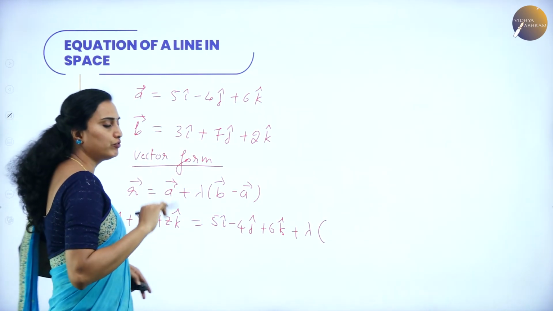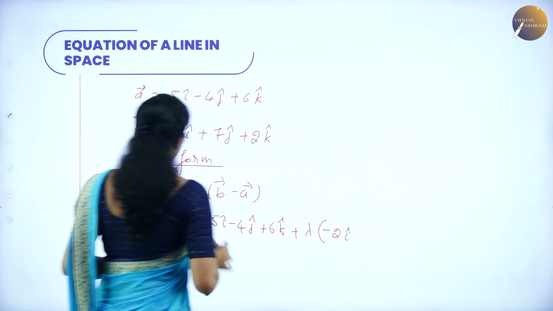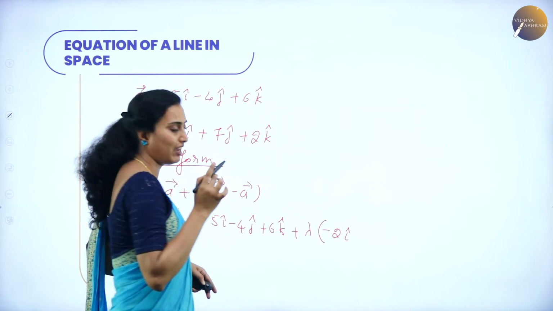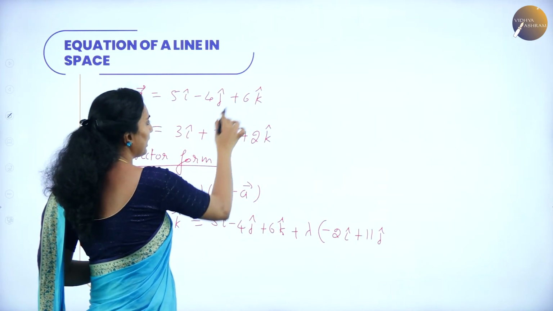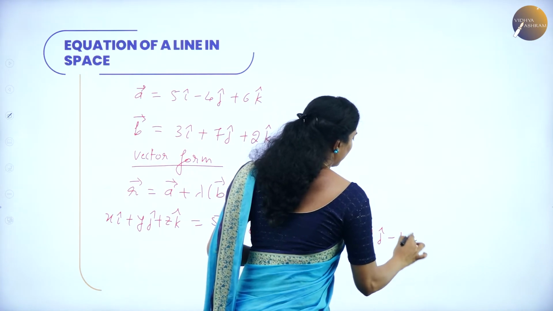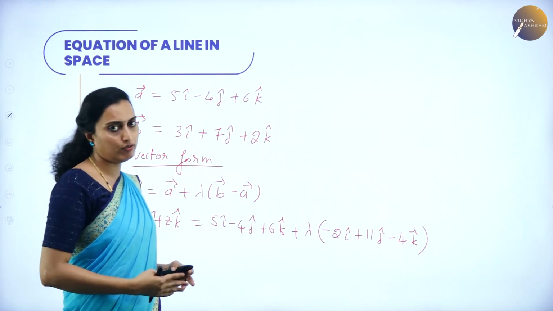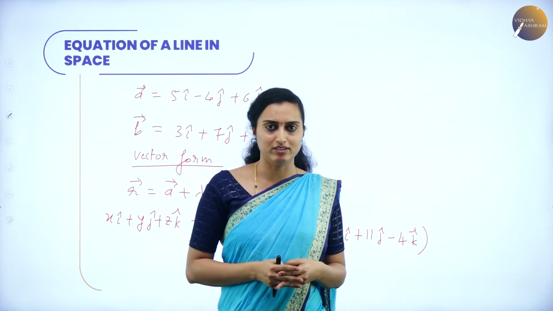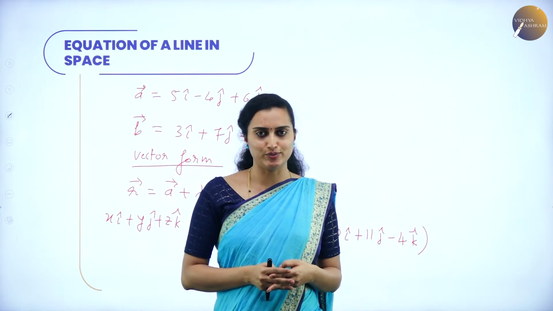3 minus 5 is minus 2i. Again, 7 minus of minus 4, 7 plus 4, which is 11, plus 11j. Again, 2 minus 6 is minus 4, minus 4k. That's it. So, this is going to be known as the vector form or vector equation for the given problem, dears. I hope you understood this procedure also.